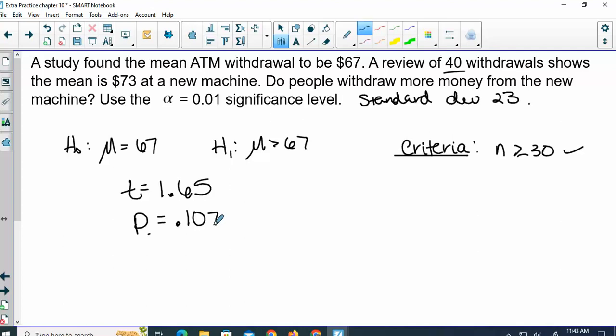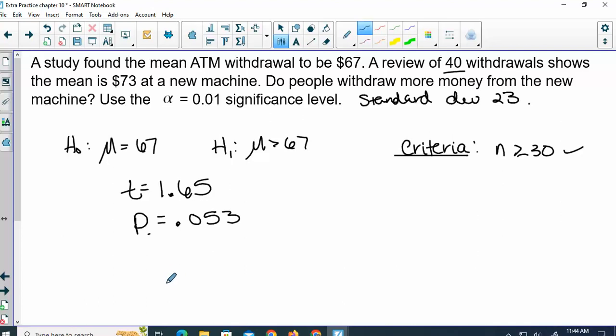0.107. So what do you do? Should I type something in? The mean of them. Did you guys do 23 for the standard deviation? Oh, I know why. I changed my standard deviation. I didn't change my other thing. Okay. So the p-value is 0.053.